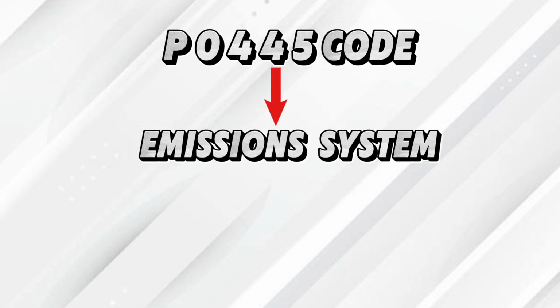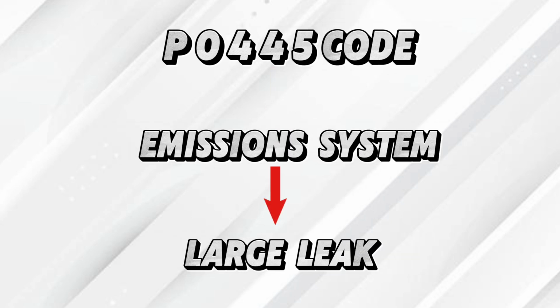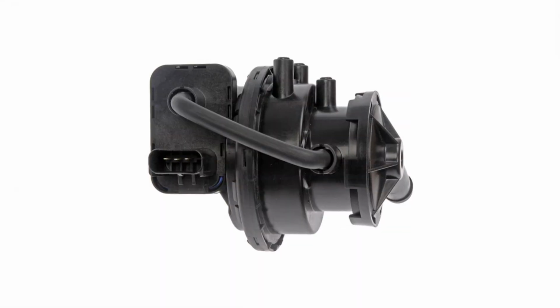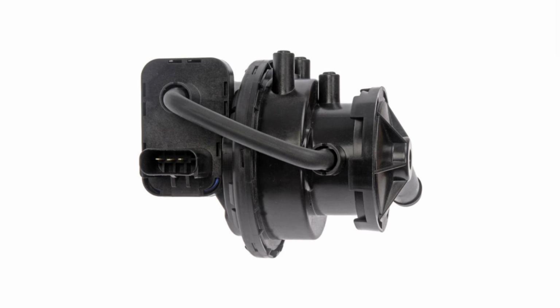The P0445 code stands for Evaporative Emission System, Leak Detected, Large Leak. This means the vehicle's evap system has detected a significant fuel vapor leak.